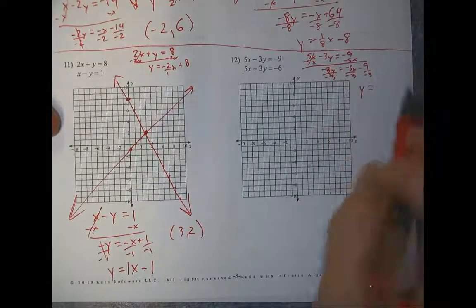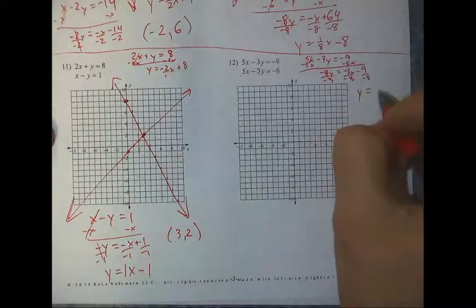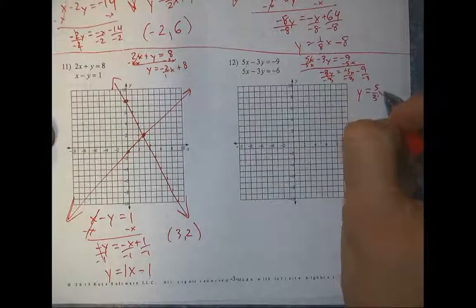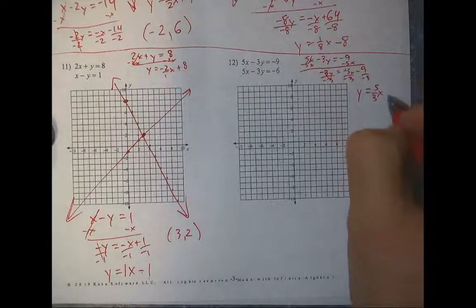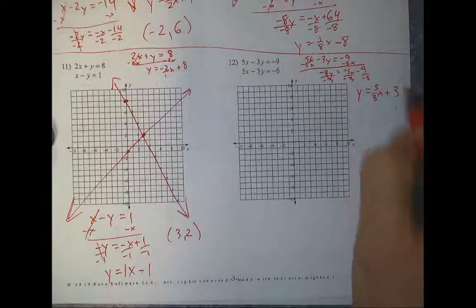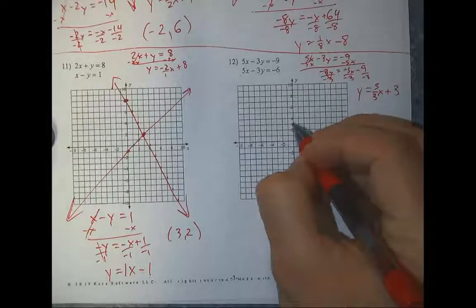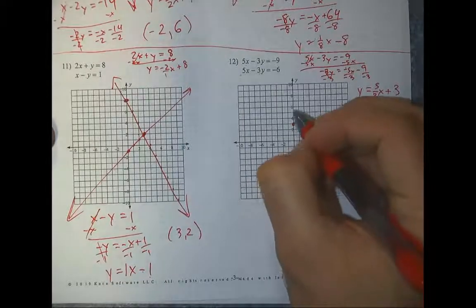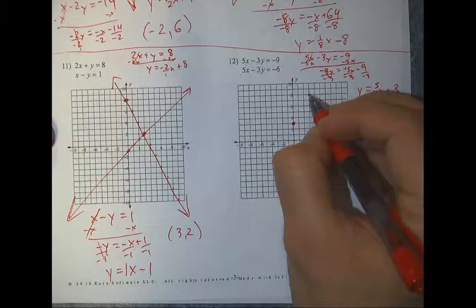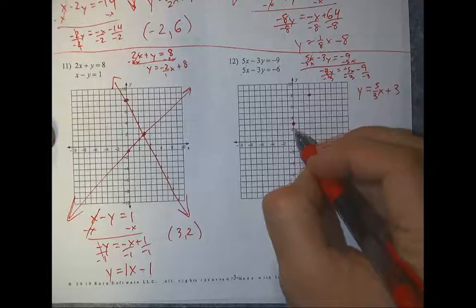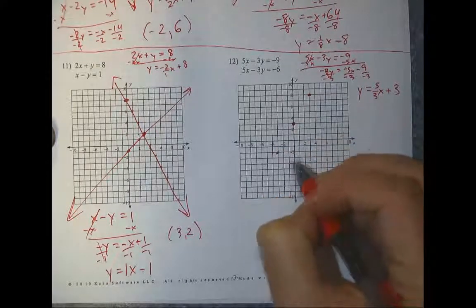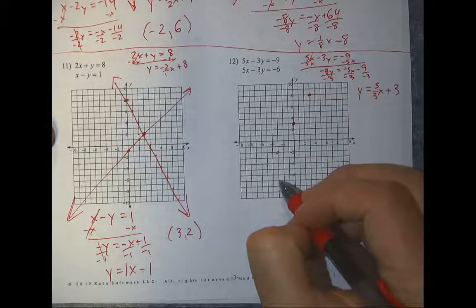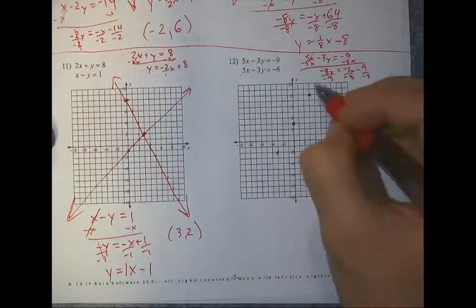Now 5 and 3 don't divide nicely, right? So leave them as a fraction. It is two negatives though, so 5 over 3x. We're perfectly fine with that as a slope. Two negatives make a positive. 9 divided by 3 is 3. So we're starting at 3 and we're going up 5 over 3. So they're going the other way. Down 5 over 3.